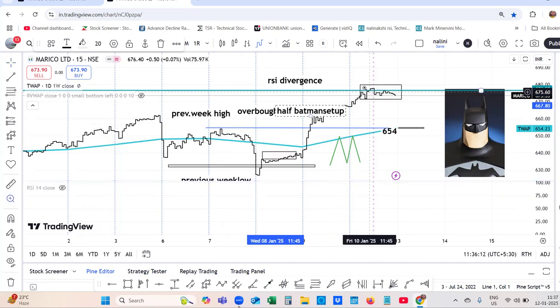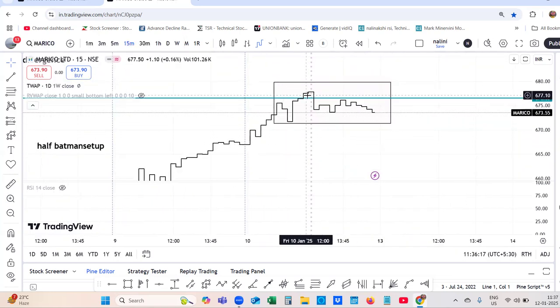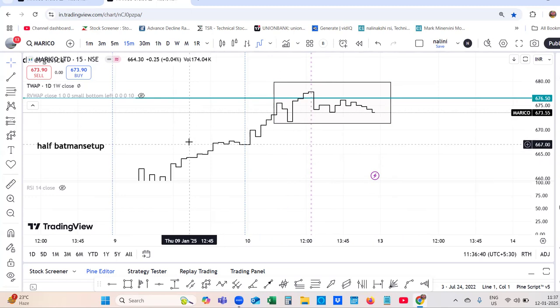See, if I make this chart into a step line chart, still you are not seeing any break. It has not broken below this support level. It is making higher lows and higher highs. Still within the range of this higher low, but we are identifying the trade based on the RSI divergence, based on the TWAP and rolling VWAP.